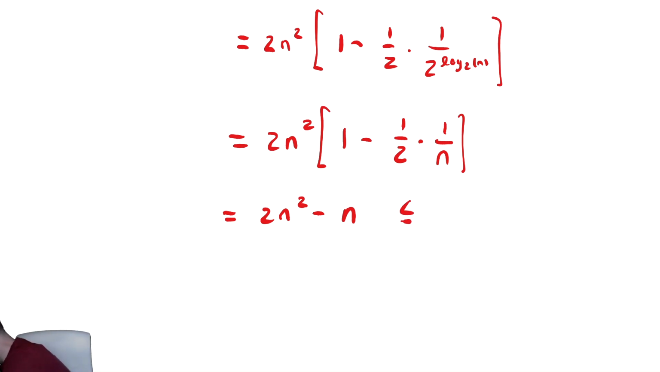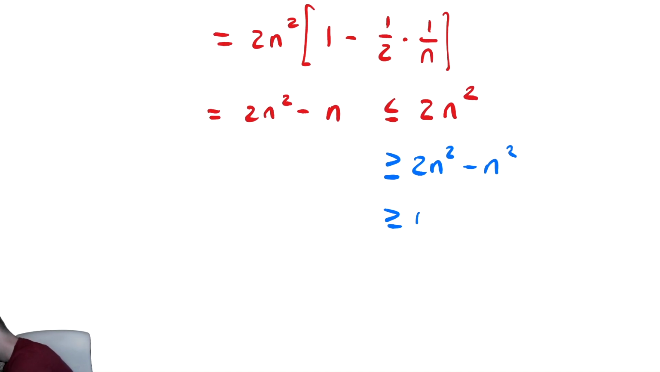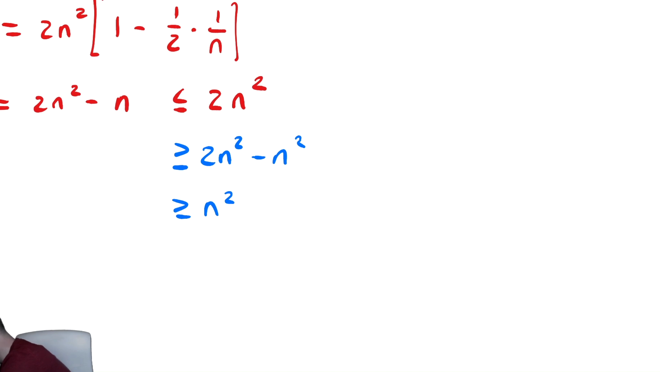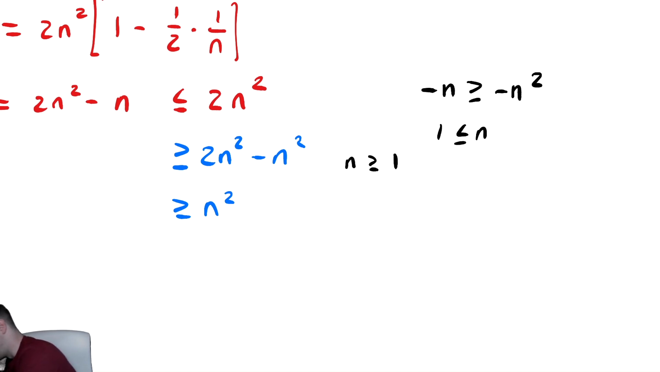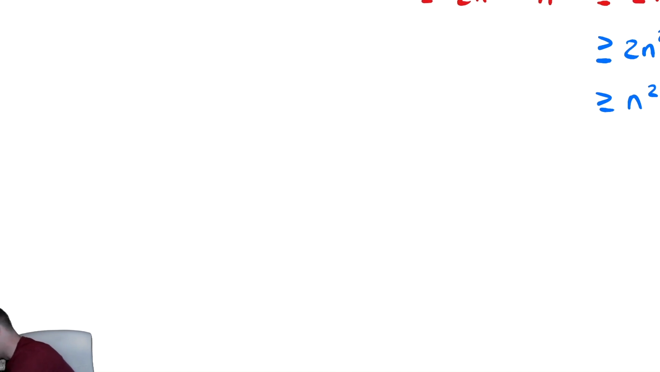So we can bound this above by dropping the minus n, and we can bound it below by replacing the n with an n squared, and be left with n squared. That's only true so long as minus n is greater than or equal to negative n squared. Divide by negative n, and we have 1 less than or equal to n, or n greater than or equal to 1. So somewhere in here I need to say n is greater than or equal to 1. So it's bounded above by 2n squared and bounded below by 1n squared. So it is in theta of n squared.